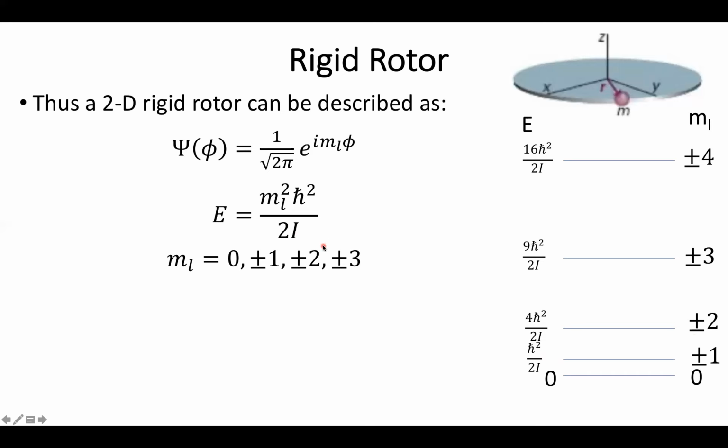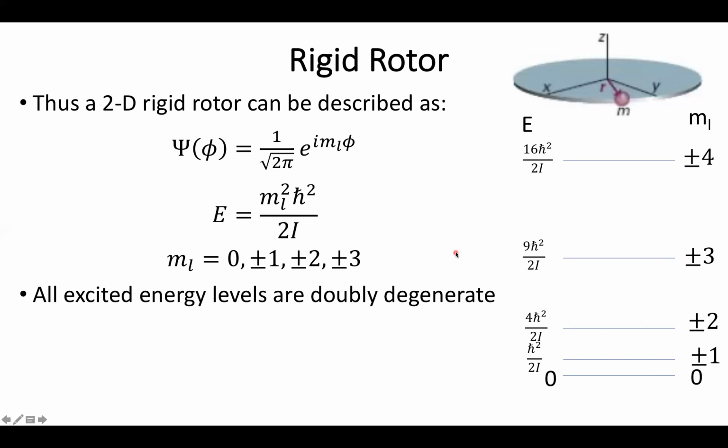However, here things get a little bit fun, because from here, if I go to positive or negative 2 for m sub l, what we end up having is 4 times h bar squared over twice the moment of inertia. Then when we go to 3, it becomes 9. And then when we go to 4, it becomes 16. So what we tend to see is that our energy levels become increasingly separate as we go up rotational quantum numbers.